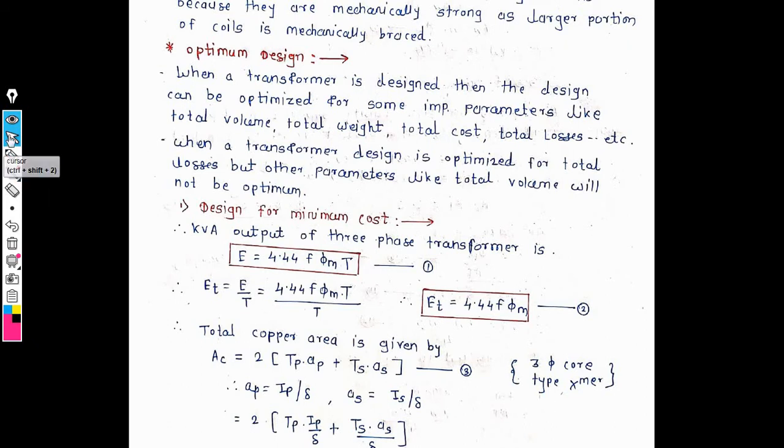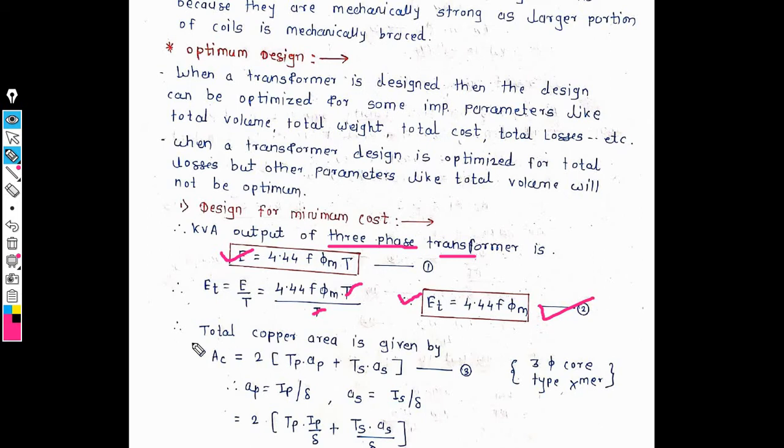Then in this we have to consider a three-phase transformer. You can also consider a single-phase transformer, it depends on your choice. Then this is the EMF equation. Then we have to calculate the voltage per turn equation, that means the T terms get cancelled. Then this is the equation for the three-phase transformer EMF, for voltage per turn.